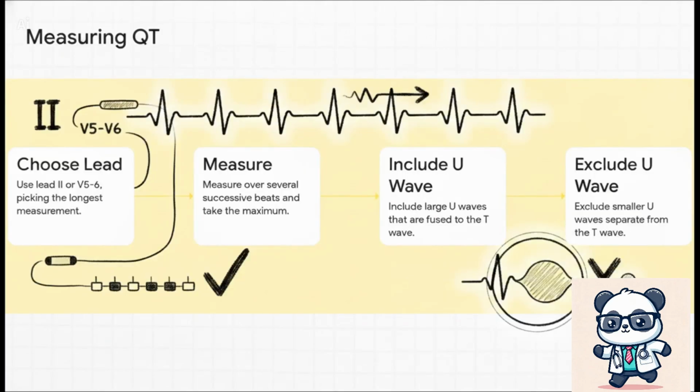Now, when you're actually at the bedside, always measure several beats. You'll want to use either lead 2 or V5 to V6. Just go with whichever lead gives you the longest measurement. Oh, and here's a crucial rule of thumb. Absolutely include large U waves that fuse with the T wave, but totally ignore the smaller, distinct ones that stand apart.